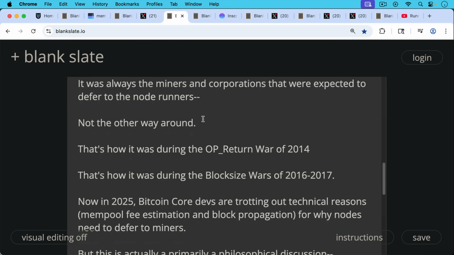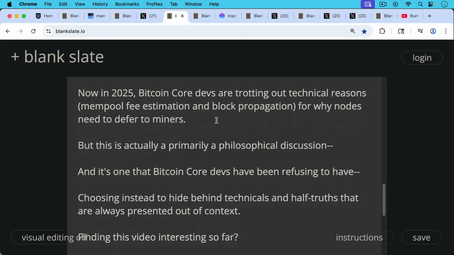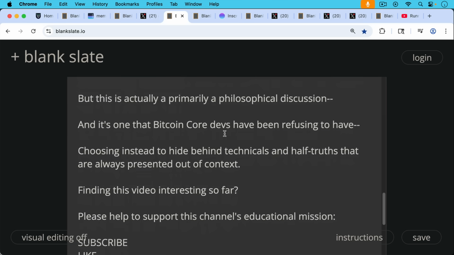But now in 2025, Bitcoin Core devs are trotting out technical reasons, as you saw in Gloria's post there, technical reasons like mempool fee estimation and block propagation. They're trotting out technical reasons for why nodes need to defer to miners. But this is actually primarily a philosophical discussion, and it's one that Bitcoin Core devs have been refusing to have, choosing instead to hide behind technicals and half-truths that are always presented out of context.